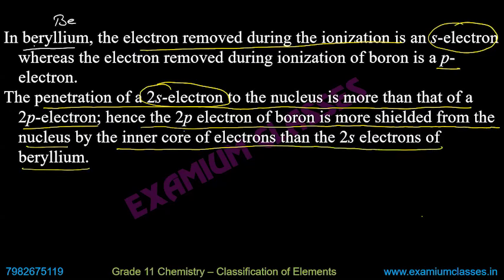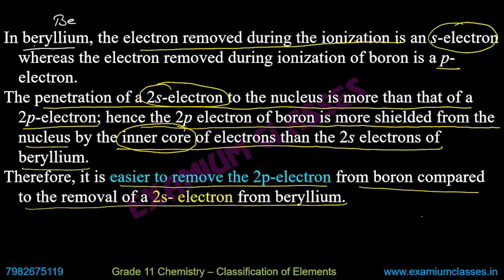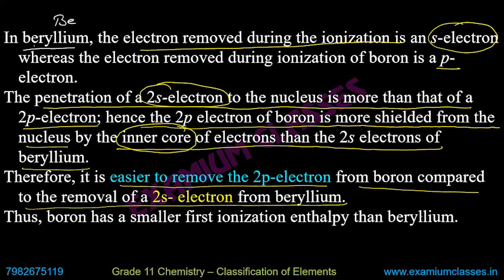Inner core of the electrons means here 2s electron only, because we have only 2s electrons and 1s electron, but normally 1s electron provides shielding to both 1s, 2s and 2p. This is the statement you have to write. So therefore, it is easier to remove the 2p electron from boron compared to the removal of 2s electron from beryllium. Anything, any point not clear, let me know.